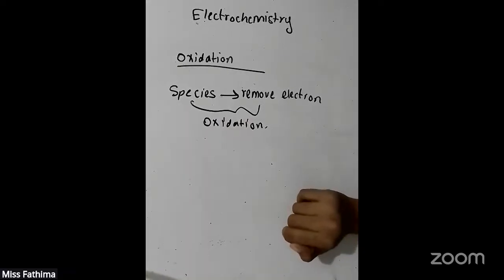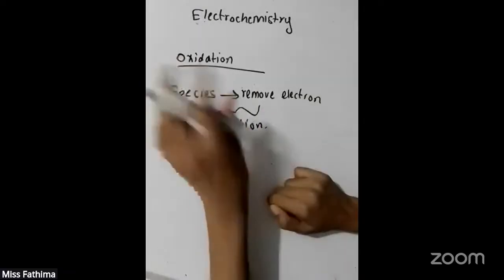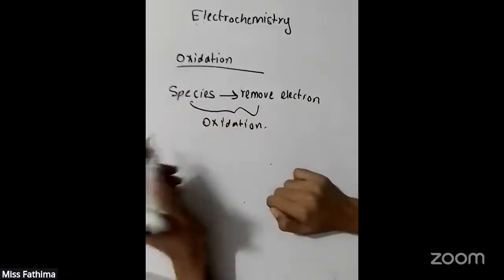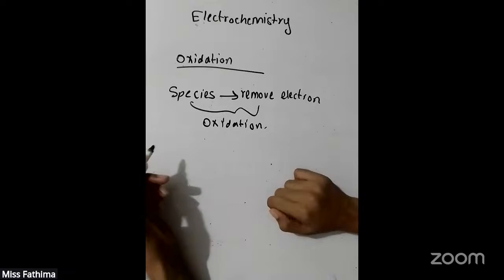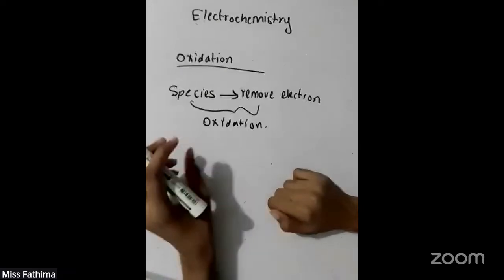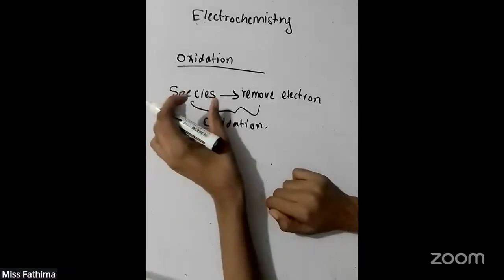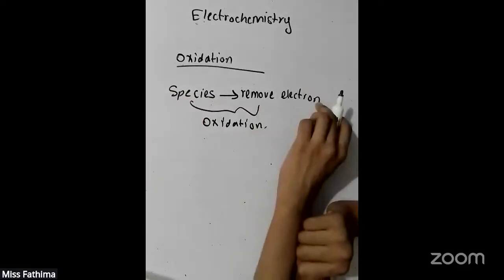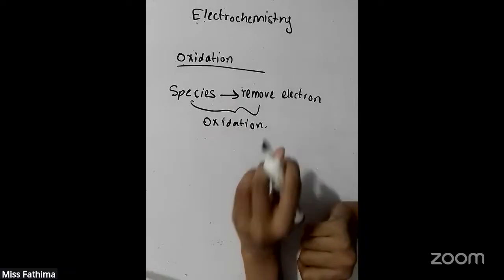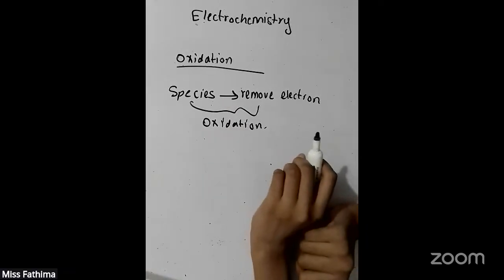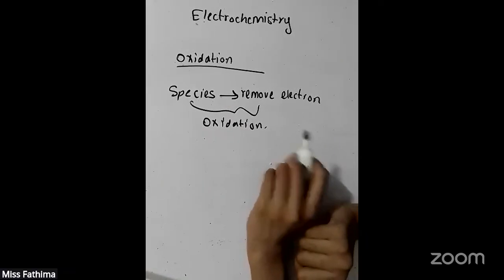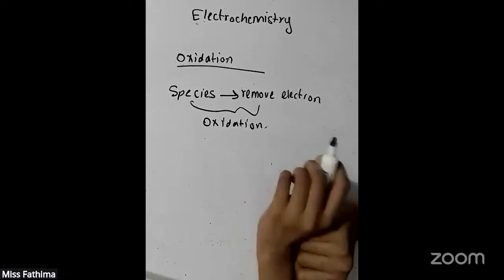What is oxidization, children? You have a species. Now in chemistry, you can take atoms. Atom is one individual, and you call an individual a species. So a species removing an electron, that process you call it as oxidization.